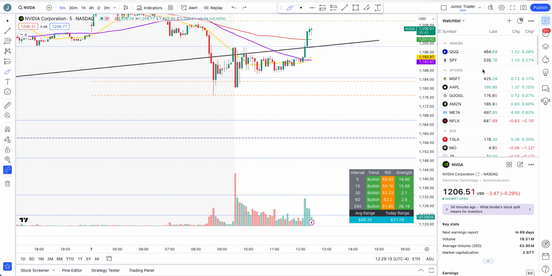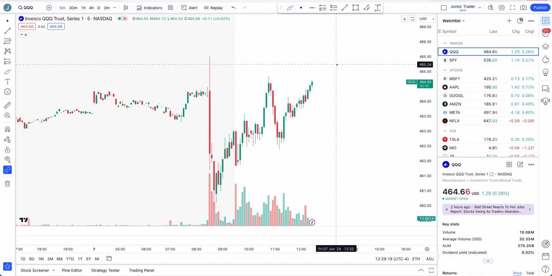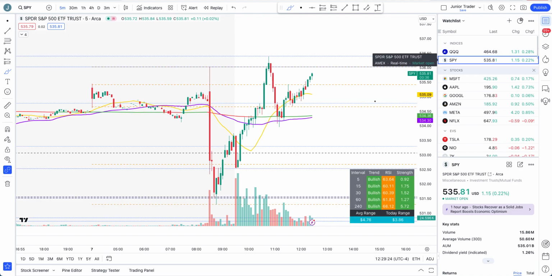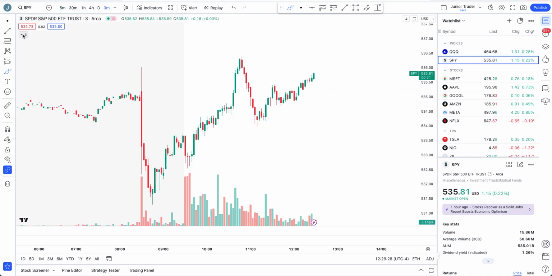And not just that, guys, let me take you to QQQ and SPY. When you are seeing QQQ going up, SPY going up, Nvidia being part of that, why would it go the other way, right? So all these confluences you have to put together.